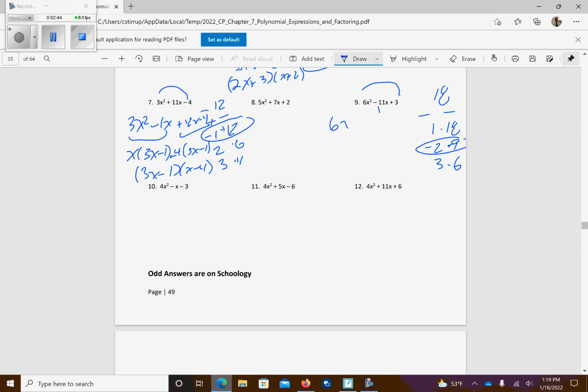So I have 6x squared minus 2x minus 9x plus 3. Factor 2x out of both of those, so that's 3x minus 1. Factor a negative 3 out of those, so that's 3x minus 1. The 3x minus 1s are the same, so that factors out. What do you have left? 2x minus 3. It's factored.